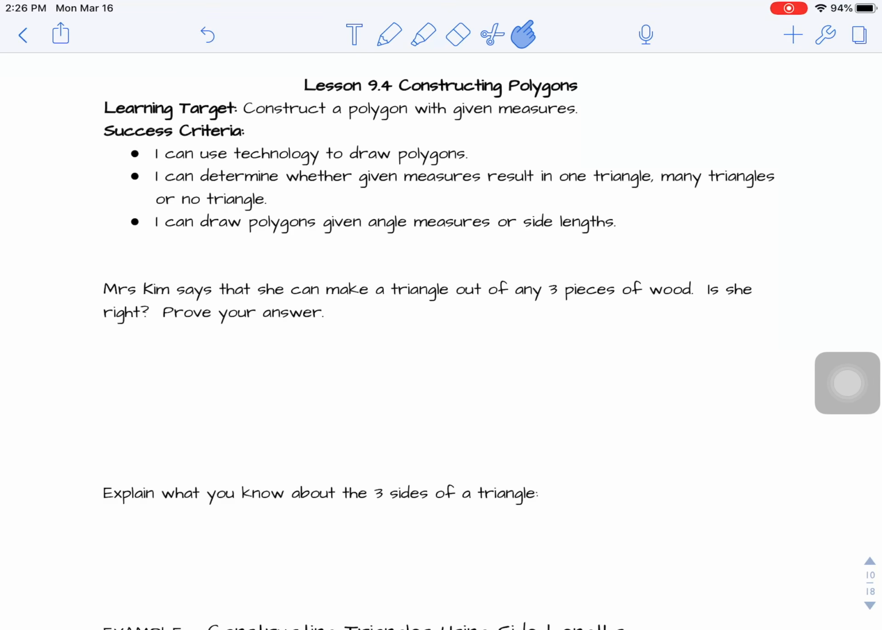Today we are going to be looking at lesson 9.4, constructing polygons. So our success criteria says I can use technology to draw polygons. You'll do some of that on Big Ideas tonight. I can determine whether given measures result in one triangle, many triangles, or no triangle, and I can draw polygons given angle measures or side lengths.